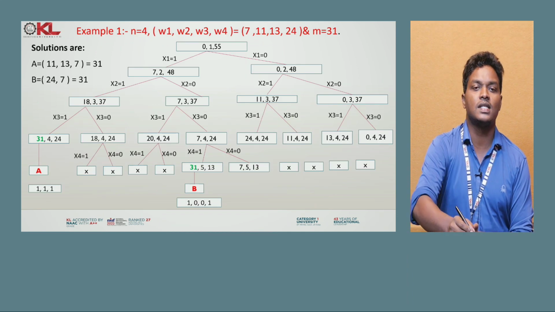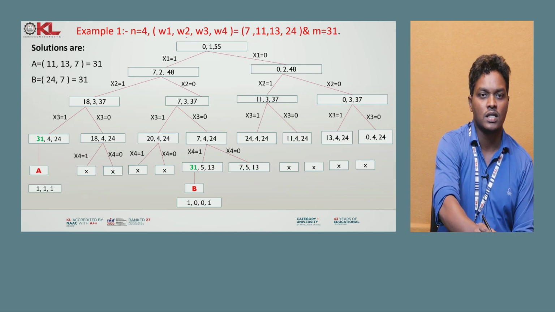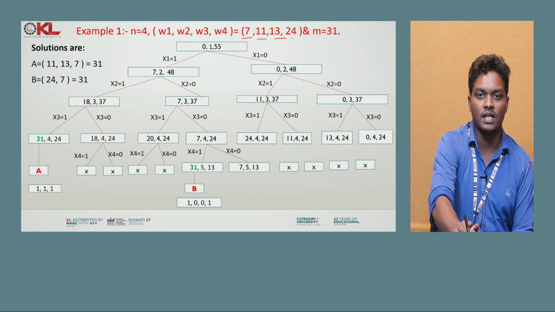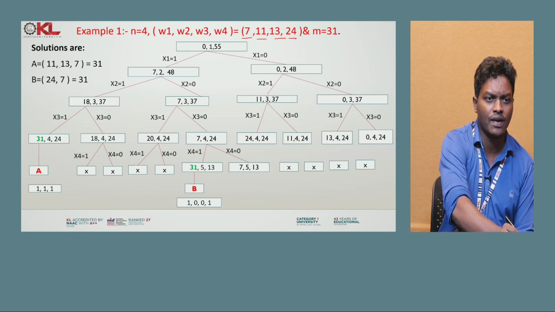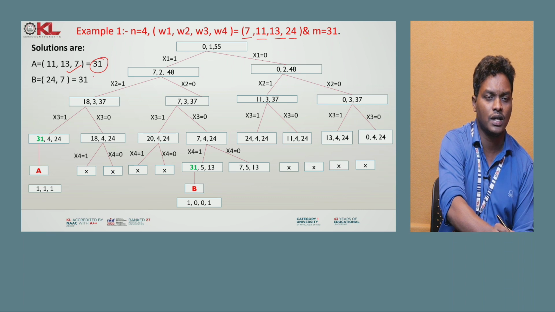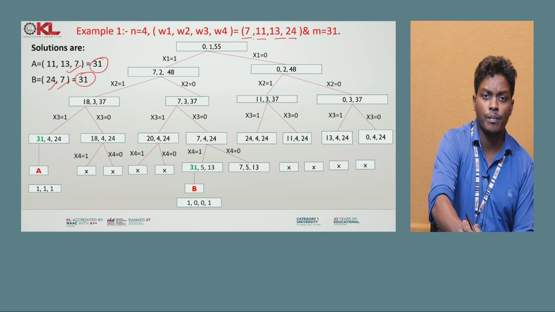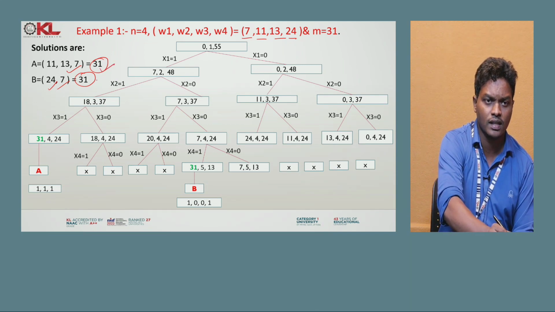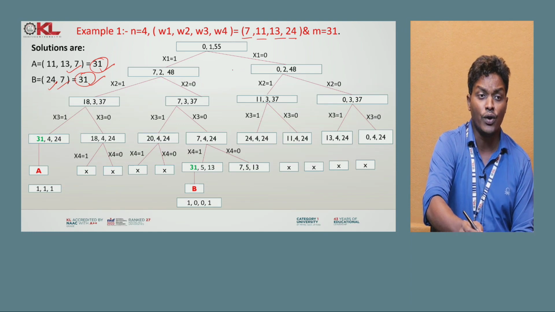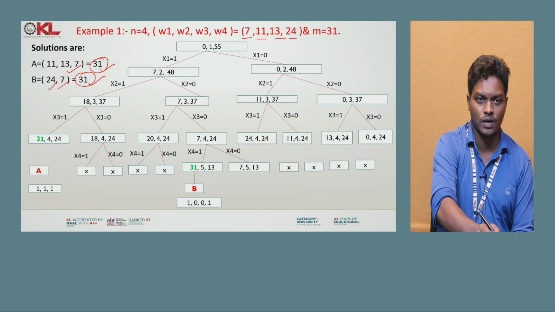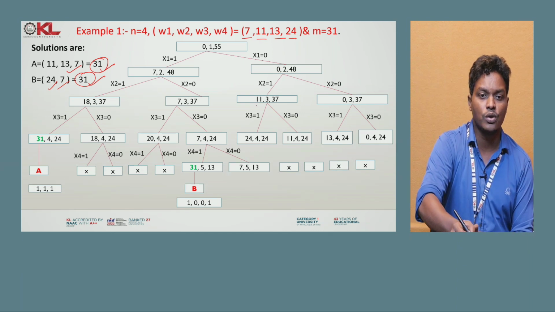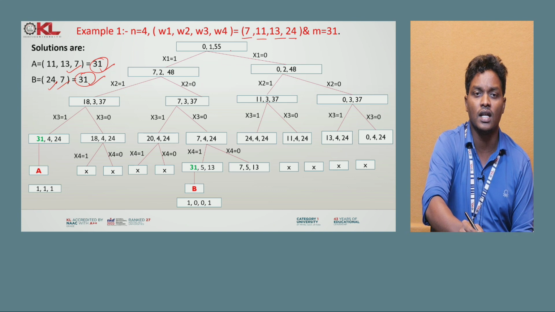See here, this is an example that we have taken. The weights given here are 7, 11, 13 and 24. If we add these numbers for sum of subsets, for example 11, 13 and 7, it will equal 31. If we add 24 and 7, it will also equal 31. Other than these two, no other combination is there. Only the two possibilities are there. How are we going to check this? By using the bounding function.